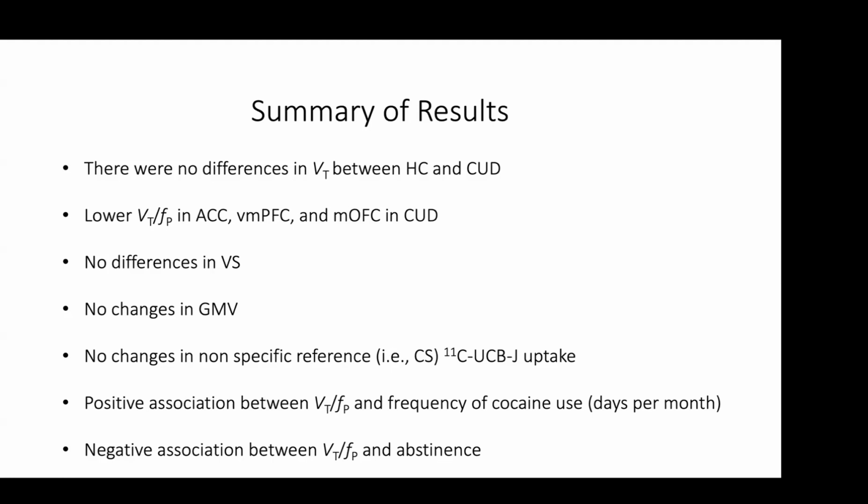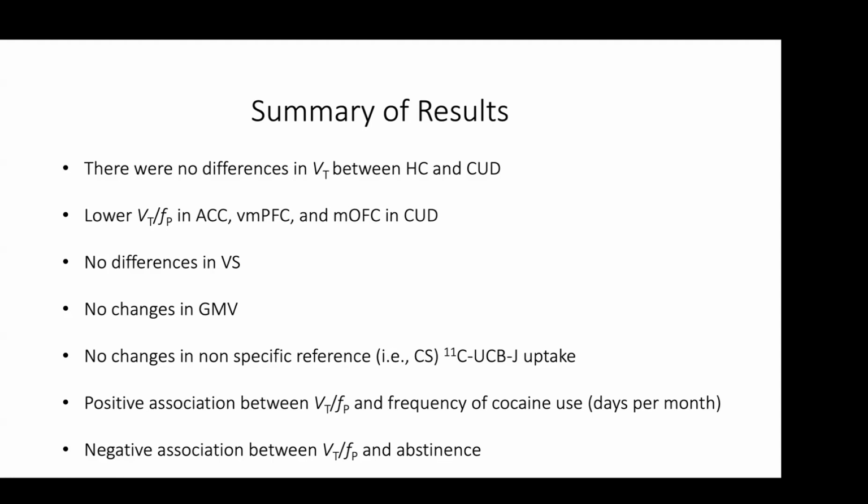The last two findings seem consonant with one another. The more frequency, the greater the VT or LVP. And with greater abstinence, it's a negative association. Does that make sense?